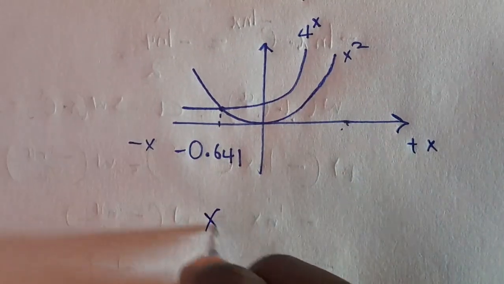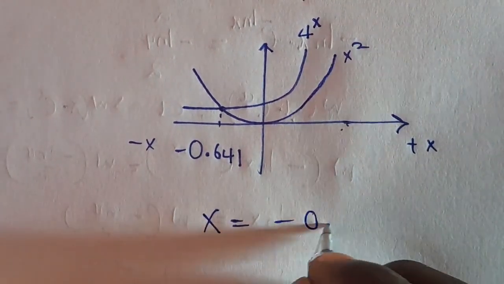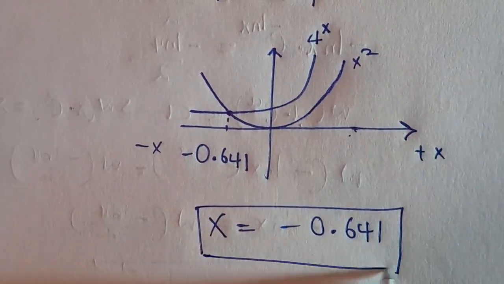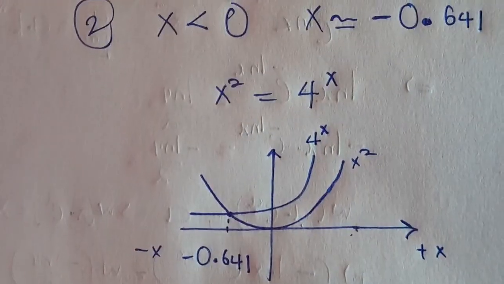So finally, you can have our x to be equal to minus 0.641. And here are the steps.